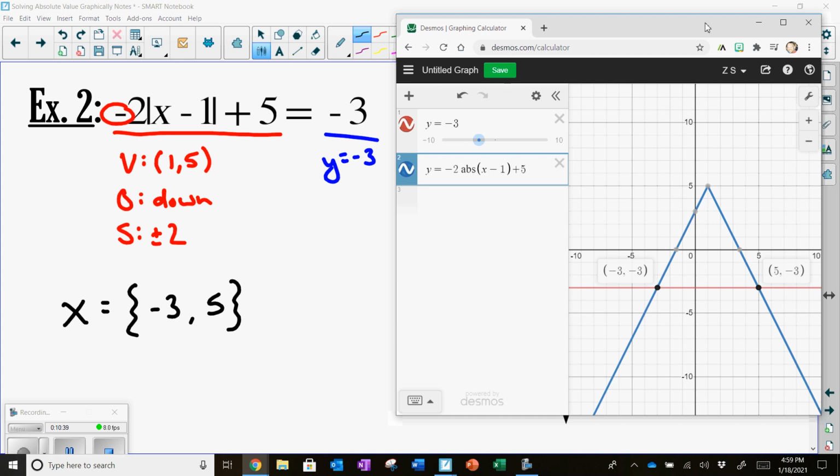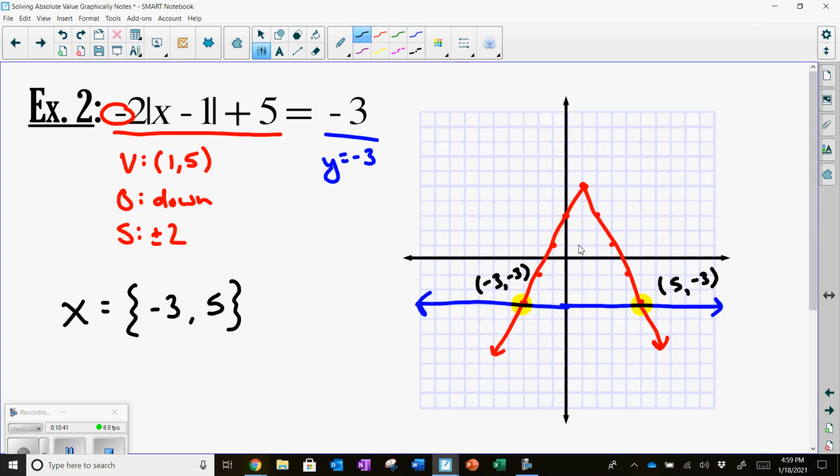Negative 3 and positive 5 are right there. Okay. So instead of having to go through and isolate the absolute value bars and then split it up into the positive and negative equation to solve it algebraically, we can do it graphically. We're just finding points of intersection. Super duper easy.